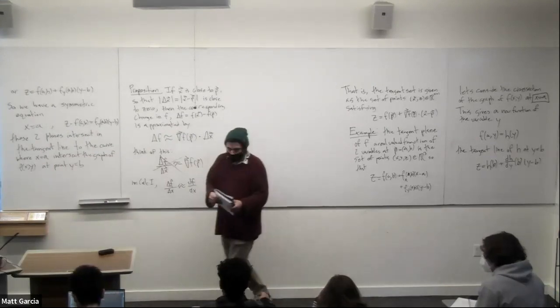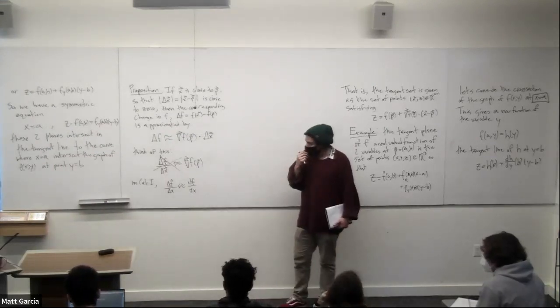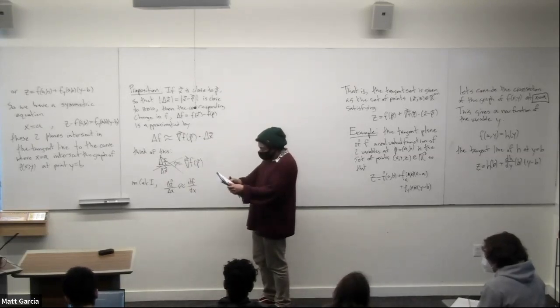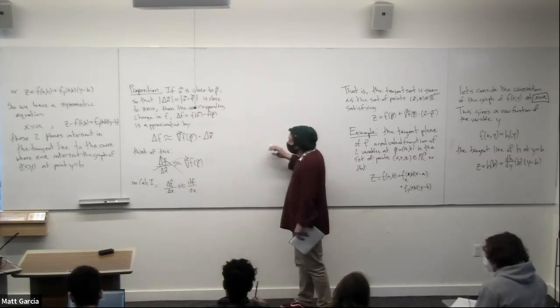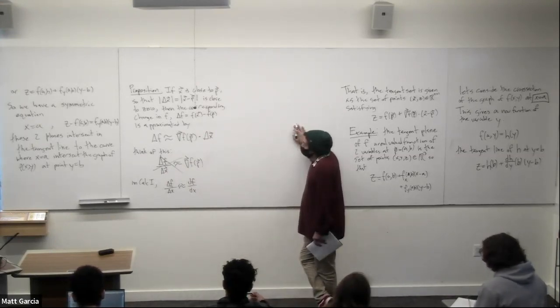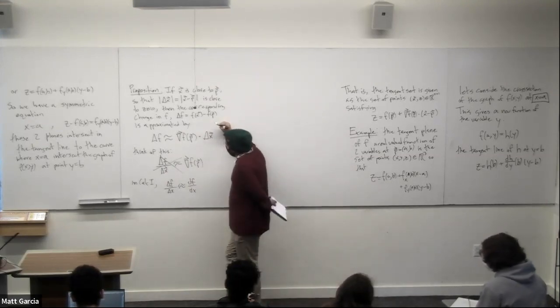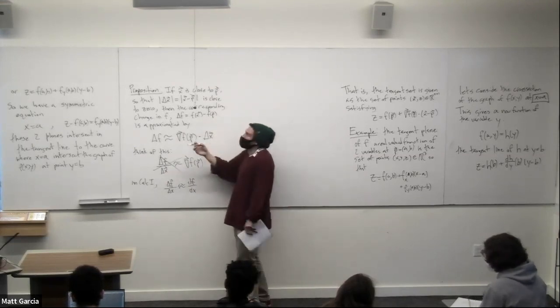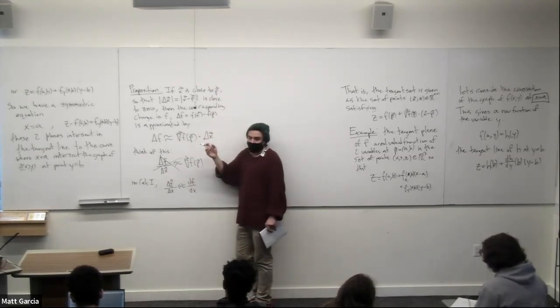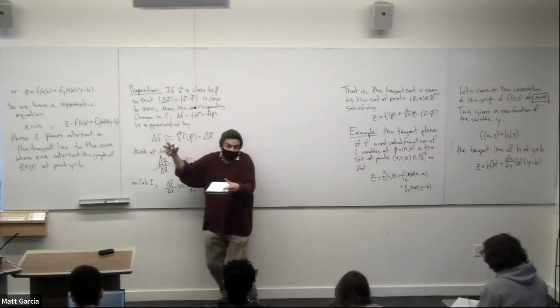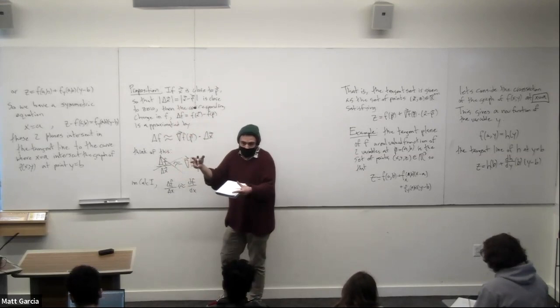Why is it at p? Well, okay. If it were at x, x is the point that we're moving around, right? x is supposed to be within some open set around p, right?